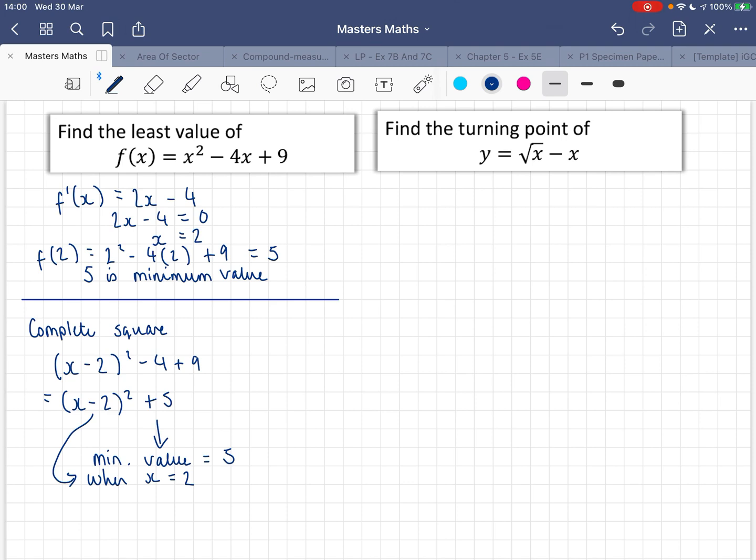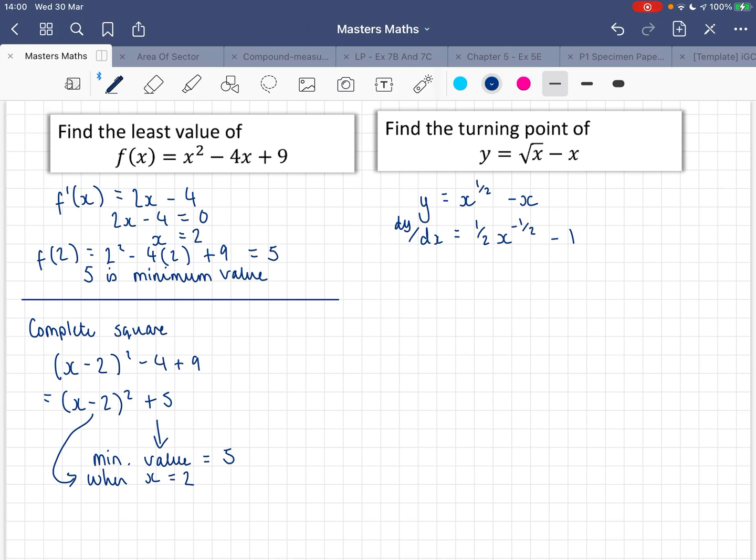Find the turning point of y equals root x minus x. So we want to again differentiate it. The first thing I'm going to do is change that root into a power. So it's x to the power of a half minus x, and then I'm going to differentiate. Again, noticing that I'm keeping the notation the same. I was given it in terms of y, so I'm given my differentiated function in dy by dx. So I get a half x to the power of negative a half minus 1 is dy by dx.